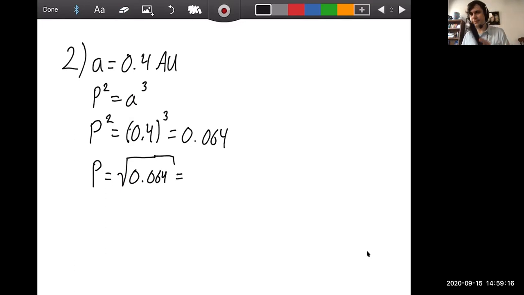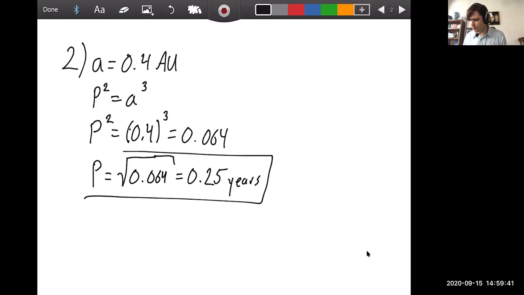Gonna put that one in my calculator. 0.064, take the square root of it. And what am I gonna get? I'm gonna put this out to 2 decimal places, 0.25. 25 what? Oh, I'm solving for a period. Years. Box in your answer because you're proud of your work, and not so bad.